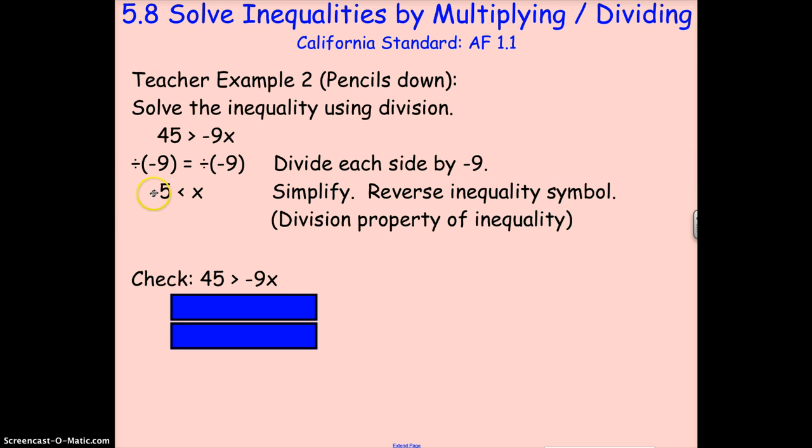Now when I do my check, again, this says negative 5 is less than x. So x needs to be something larger than negative 5, which I could use 0. So I plug in my 0. 45 is greater than 0, and that is true.